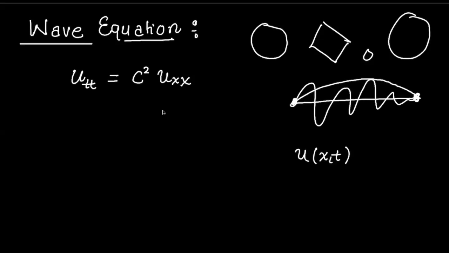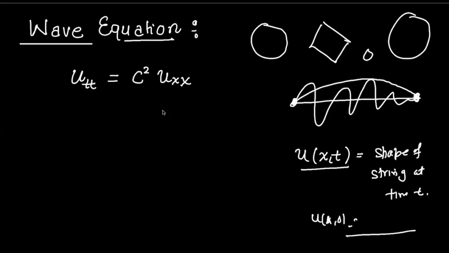So this is a function that will tell you the shape of the string at time t. Suppose I plug in t equal to 0, then my string is at its initial position. This is how I pull it, and now I'm going to release it.